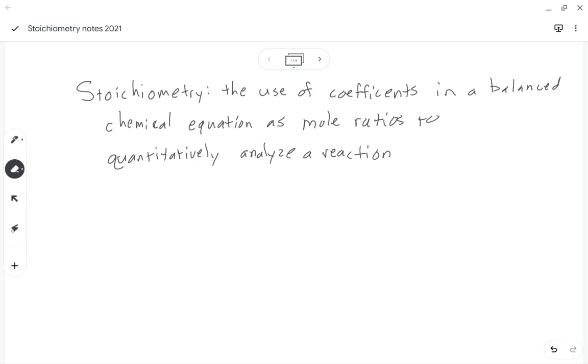Just a refresher that the term stoichiometry means using coefficients in a balanced chemical equation as a mole ratio. The key thing is that coefficients provide us with the ratios in terms of moles.